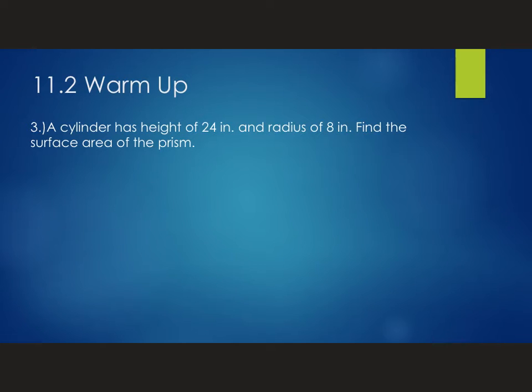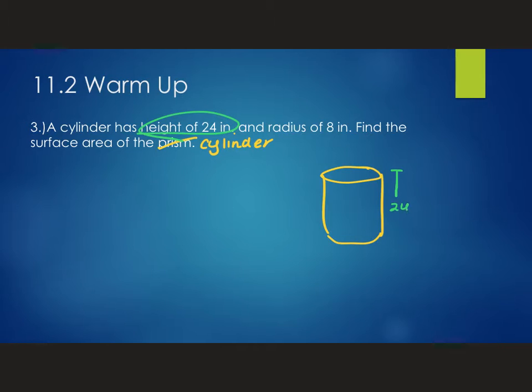All right, now we get into cylinders. So this one says a cylinder has the height of 24 inches and a radius of 8 inches. Find the surface area of the cylinder, not prism. Okay, so if you want to draw it to give yourself the visual, you can, but you certainly don't need it. The vertical height would be 24, and the radius is 8.